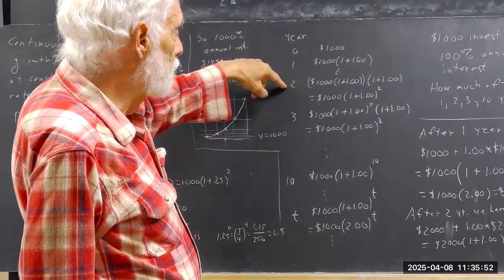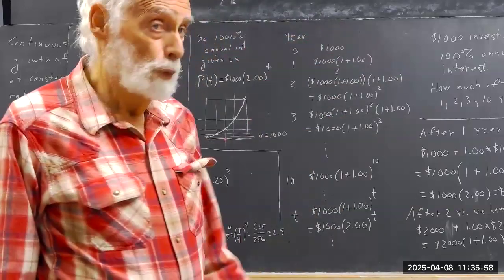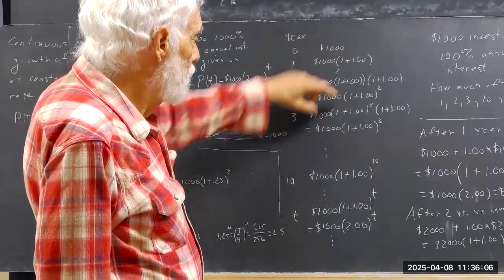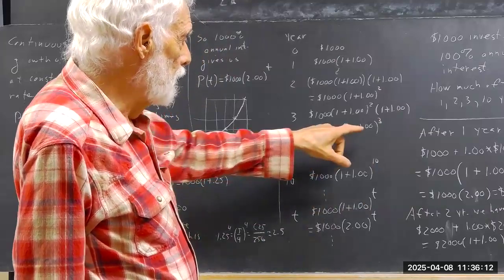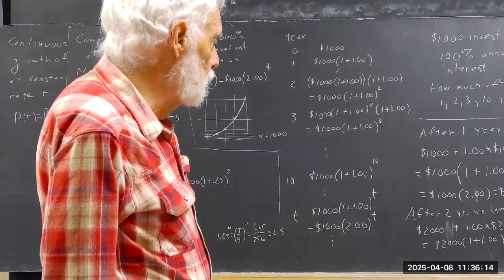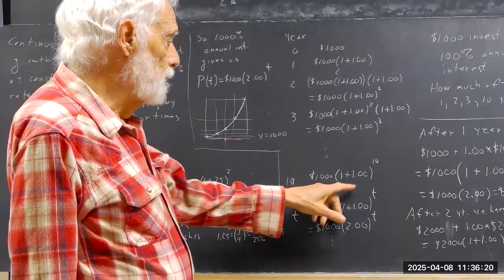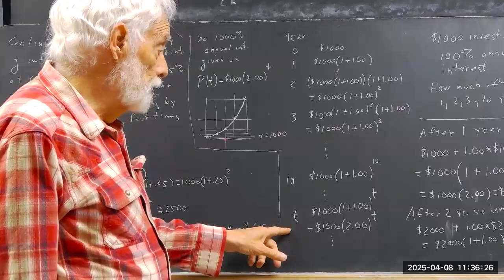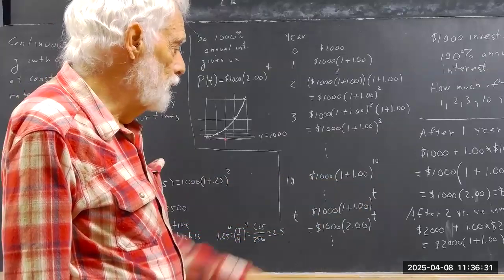After 2 years, we take this amount here and multiply it by 1 plus 1.00, which makes it squared. Third year, we take this amount and multiply it by the same factor, so that now we have 1,000 times 1 plus 1.00 cubed. So now we can extrapolate. 10th year, how much do we have? 1,000 times 1 plus 1.00 to the 10th. After t years, it's going to be 1,000 times 1 plus 1.00 to the t.